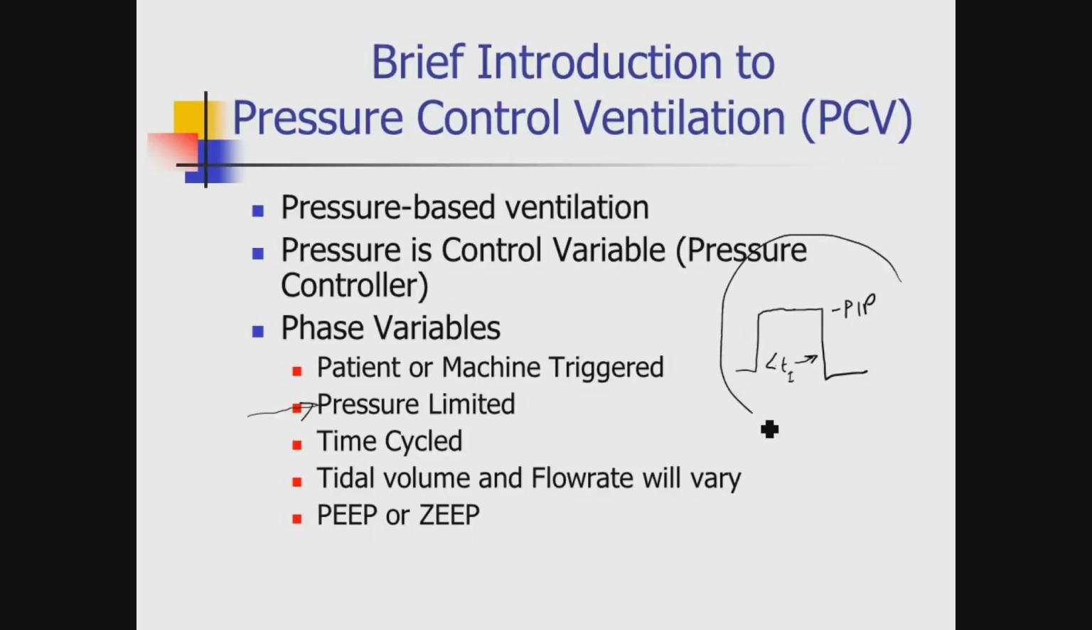What will determine the volume that the patient receives will be their lung compliance and airway resistance. There's going to be a variable tidal volume and, as such, a variable flow. And as far as baseline is concerned, you can have whatever you want.